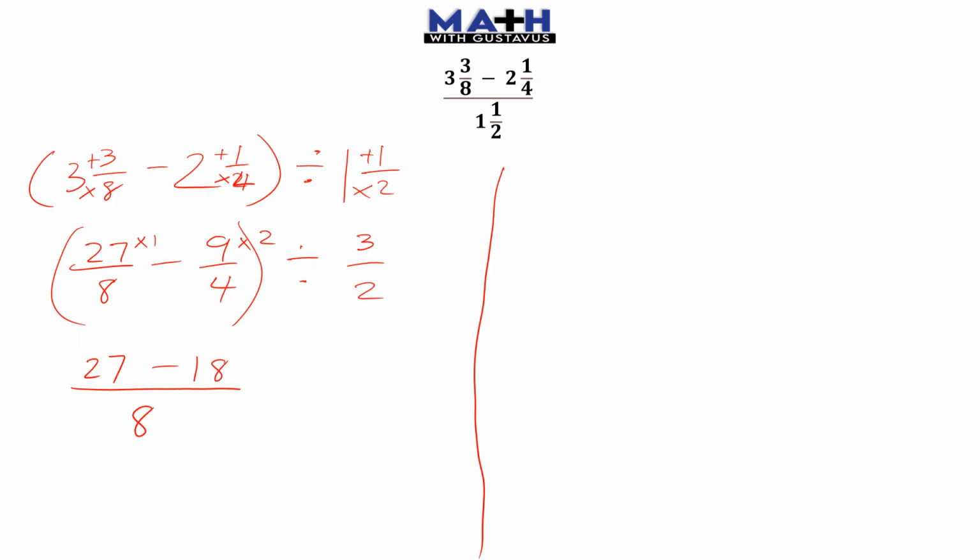And then put that in parentheses still. Right here, you can choose to convert your division to multiplication, then reciprocate 2 over 3. Now guys, 27 minus 18, that will give us 9. So that's 9 over 8. Then we're going to multiply that now by 2 over 3.